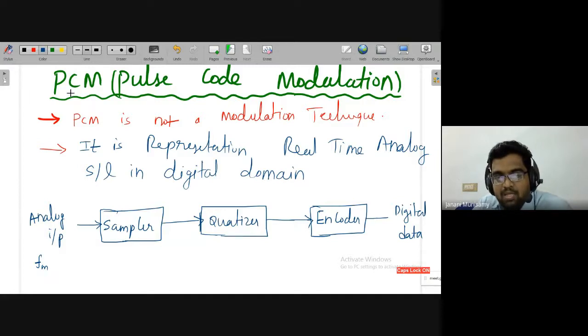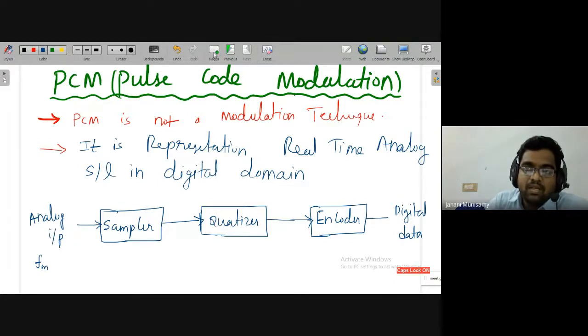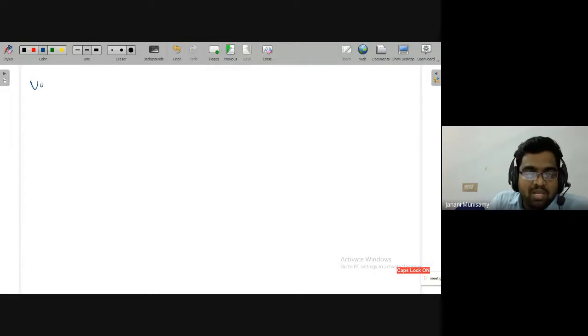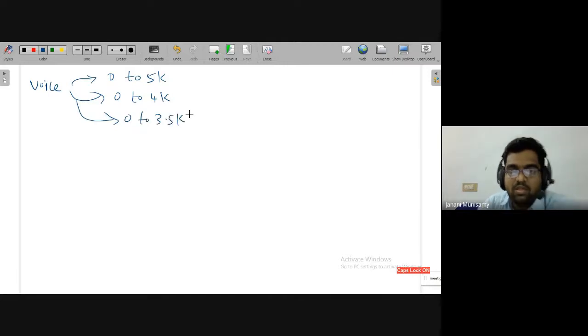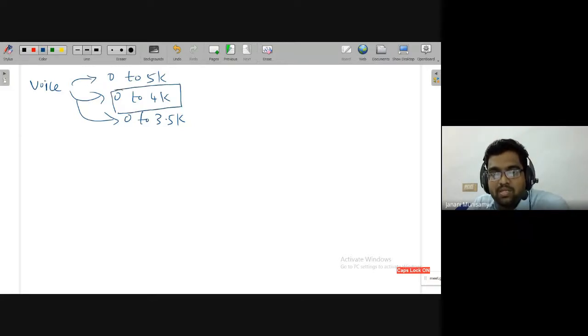But in reality, for any general signal, we cannot directly tell what the maximum frequency in the signal is. For example, take the voice signal. In some books, they give 0 to 5 kilohertz. In some other books, they give 0 to 4 kilohertz. In other books, they give 0 to 3.5 kilohertz. So there is no clear idea what the maximum frequency available in the voice signal is. But as I already told you, most of the time we take 0 to 4 kilohertz. That means what?